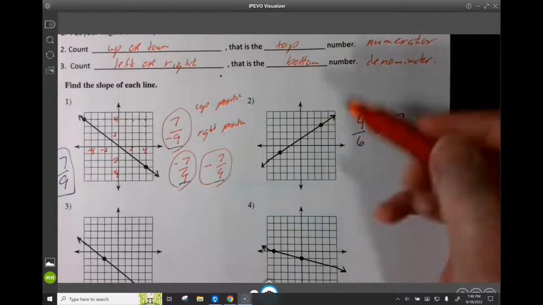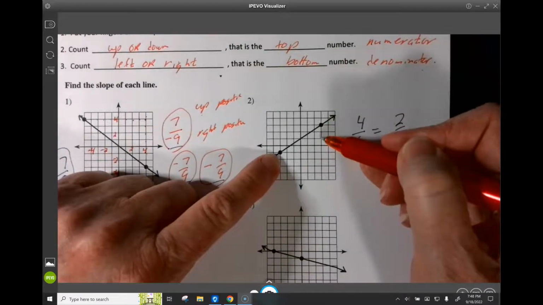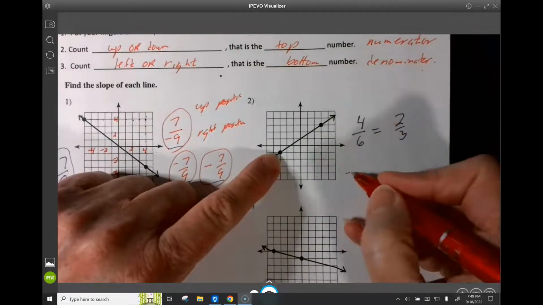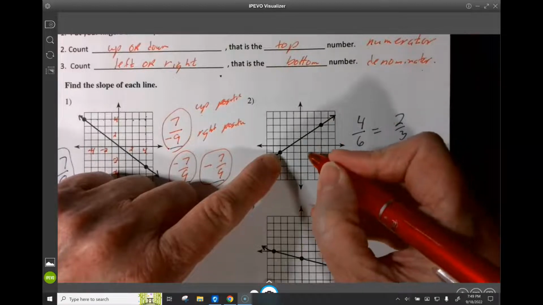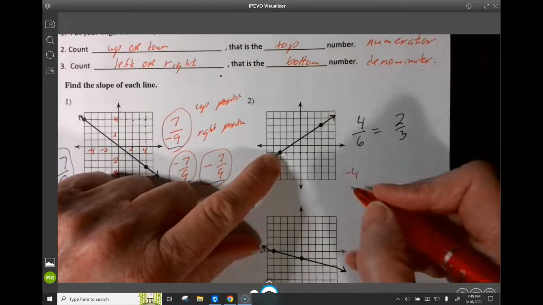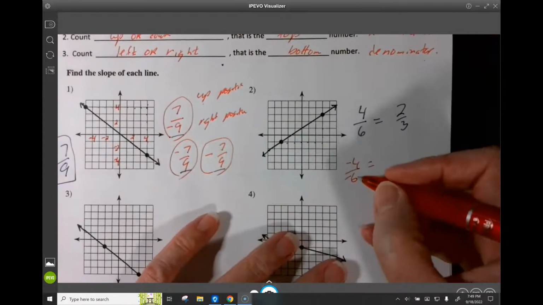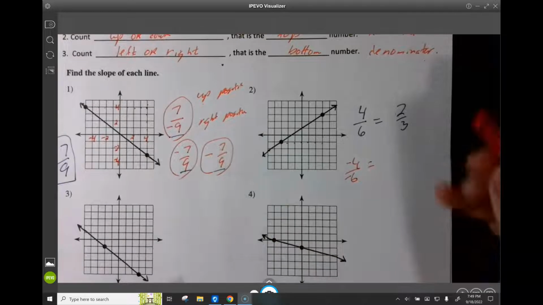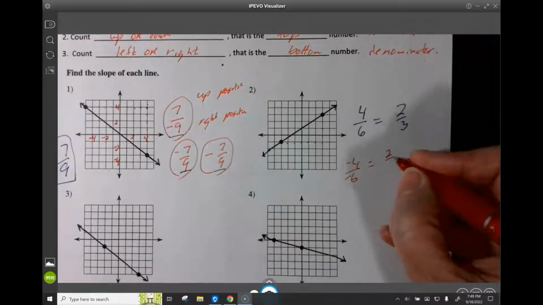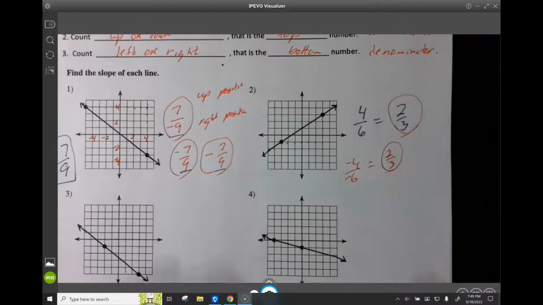Okay, so let's go. If I would have started here, I would have gone 1, 2, 3, 4 down, and then 1, 2, 3, 4, 5, 6 to the left. So -4 over -6 is still positive because two negatives, when divided, make a positive. So I would have still had a positive 2/3. Okay, so it doesn't matter which finger.